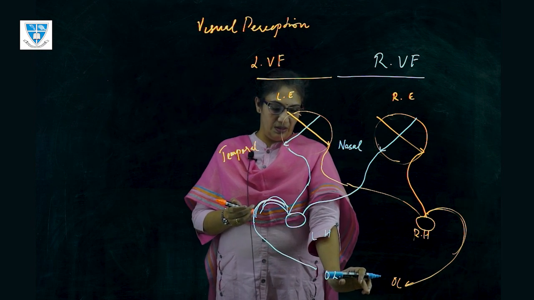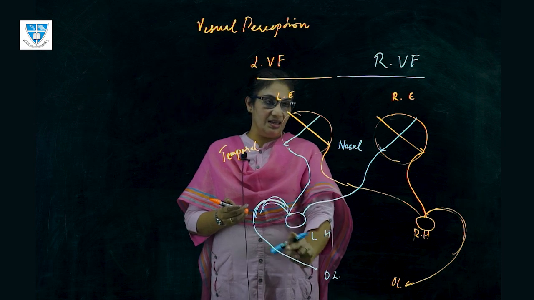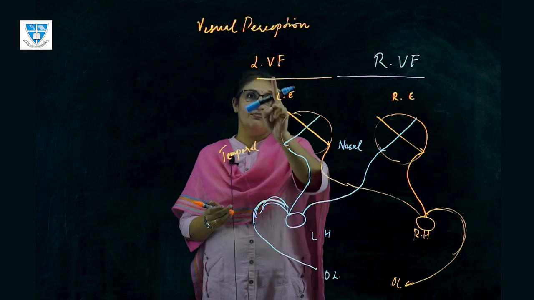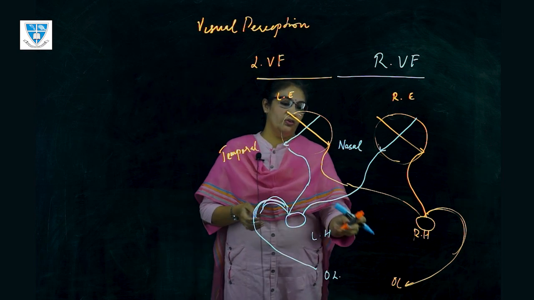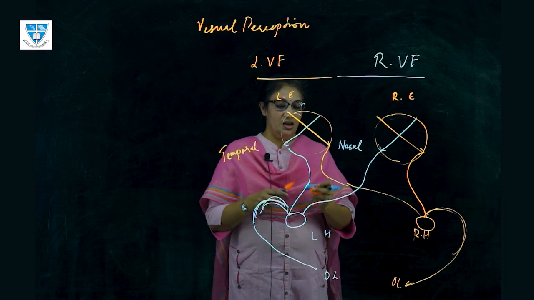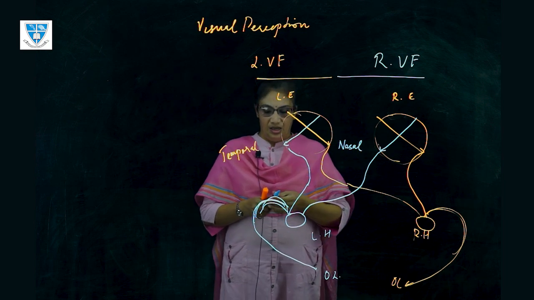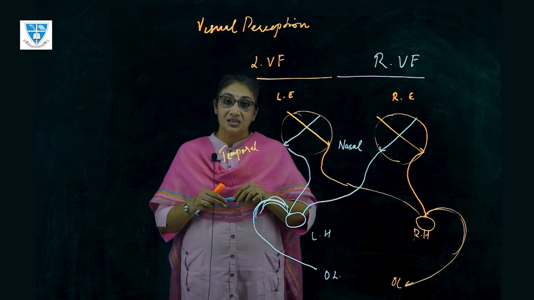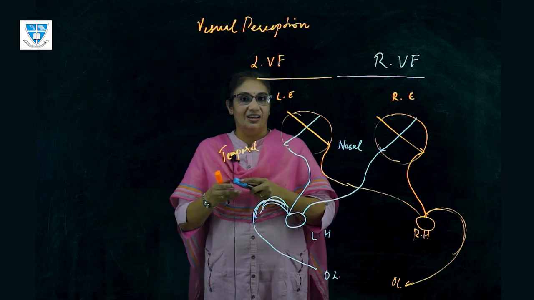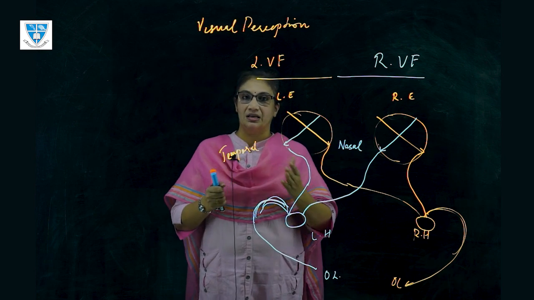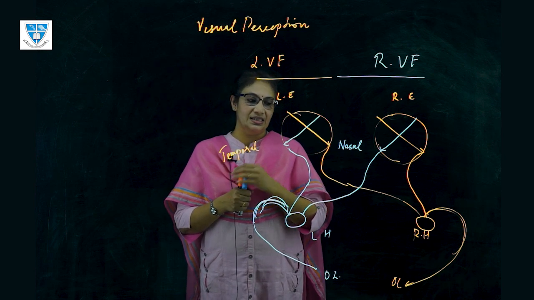Finally, when it reaches the brain, we can see the entire right visual field is projected onto the left hemisphere, whereas the entire left visual field is projected onto the right hemisphere. Right on the left and left on the right. So does that mean that the information received by both the eyes is entirely different? No. There is a great amount of overlap between the information that reaches both the eyes.